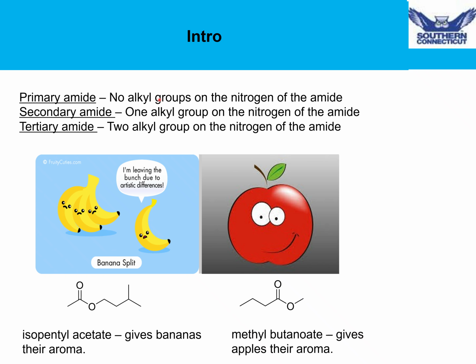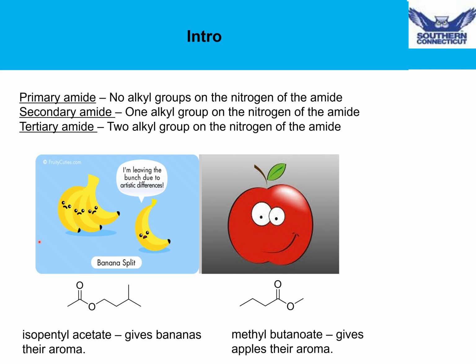Amides can be further subdivided into primary amides, secondary amides, and tertiary amides. Primary amides contain no alkyl groups, and therefore the nitrogen of the amide has two hydrogens. Secondary amides contain one alkyl group, and as a result have a hydrogen on the nitrogen. And a tertiary amide contains two alkyl groups on the nitrogen, and therefore no hydrogens on the nitrogen.